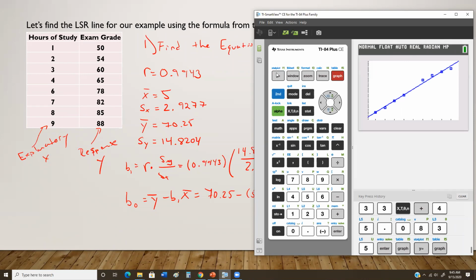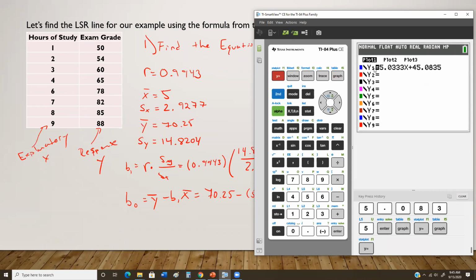And when you have this Y equals, you see Y1 here? Yeah.